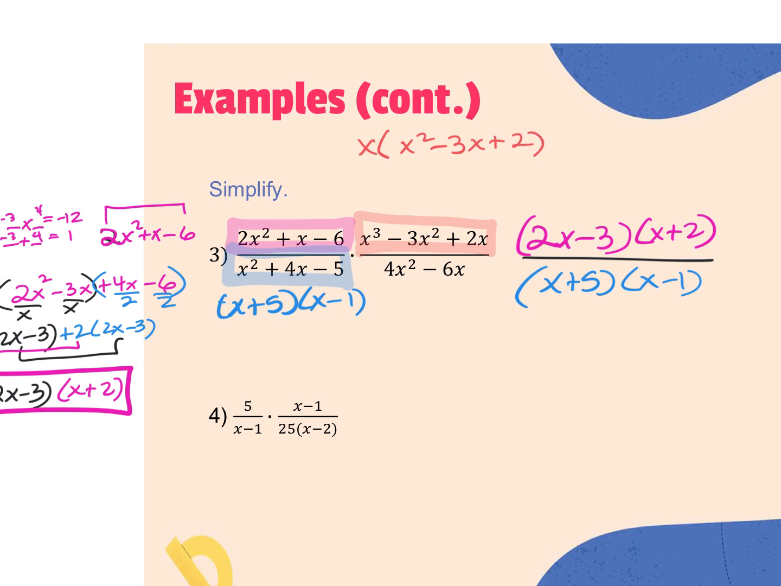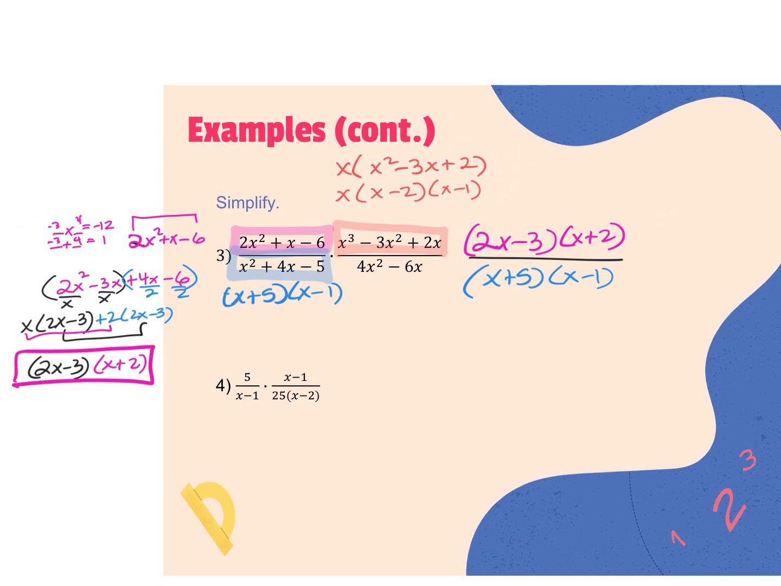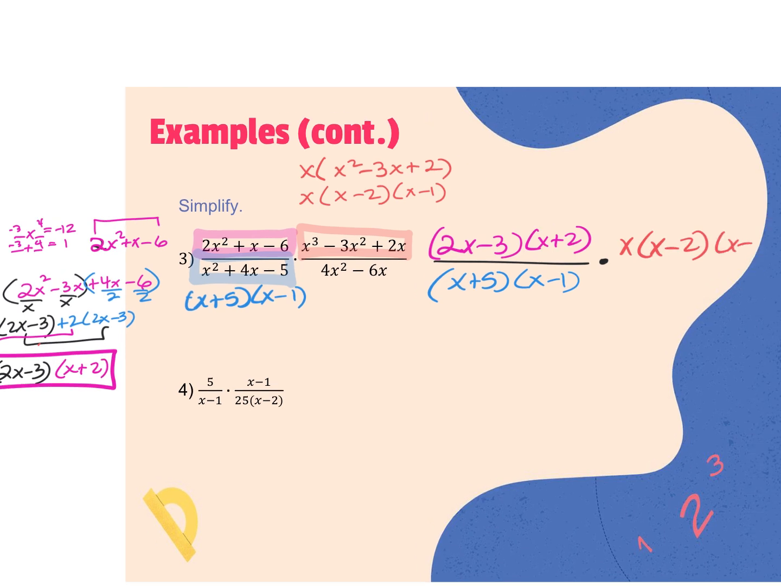So now I need to find factors of 2 that will give me negative 3, and those factors are going to be negative 2 and negative 1. Notice I put that GCF in front. It doesn't disappear. So let me go ahead and now write that over here. So that's the factored form of that numerator. So x times x minus 2 and x minus 1. One last piece to factor.